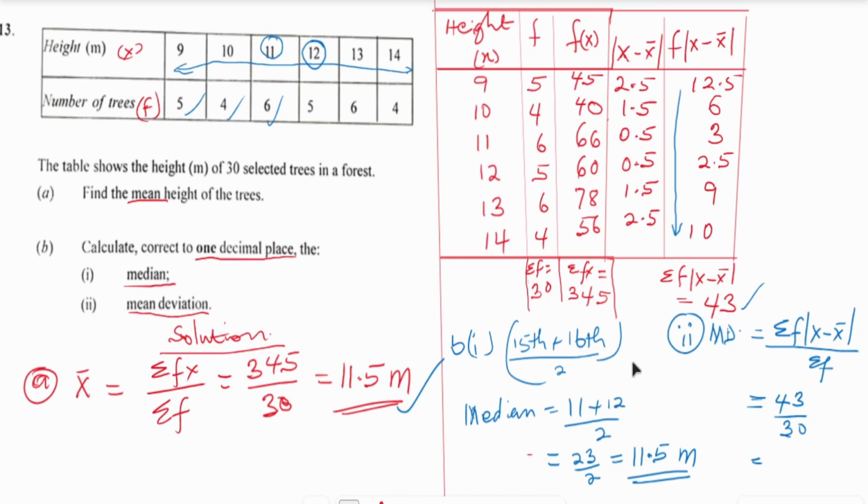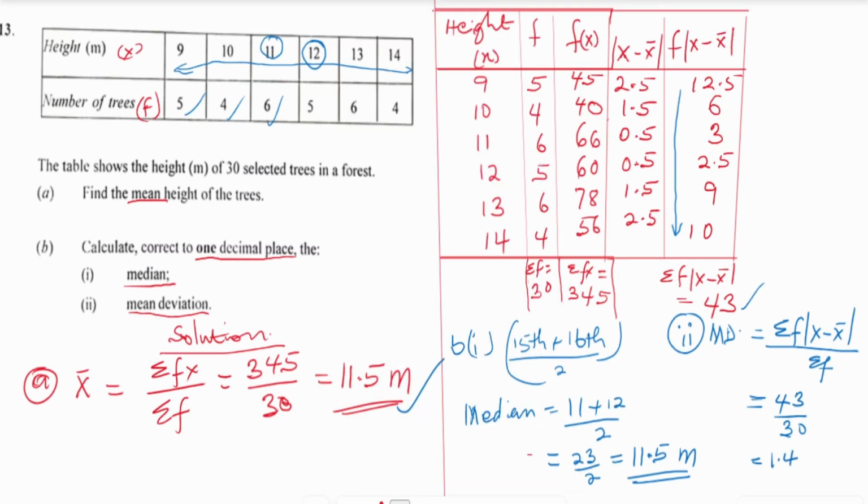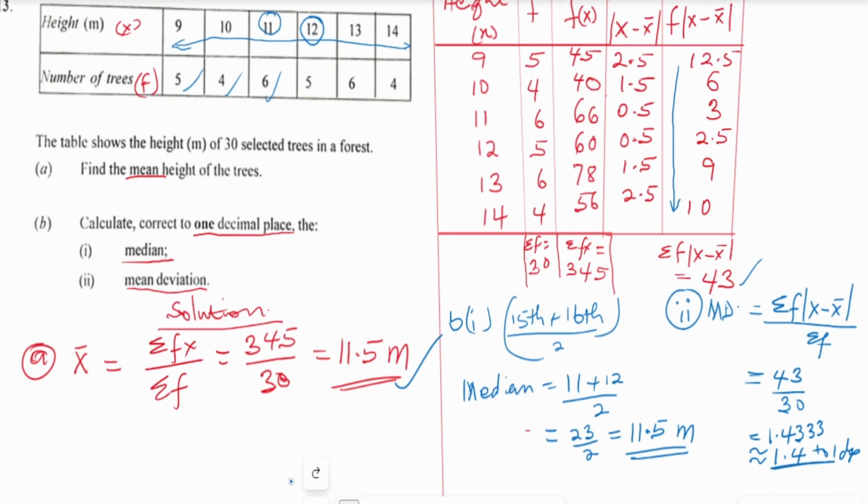43 over 30, or 43 divided by 30. That gives us 1.433333. But then the question asks us to work it to one decimal place. So our answer is going to be approximately 1.4. That is to 1 decimal place. And then that is the mean deviation.